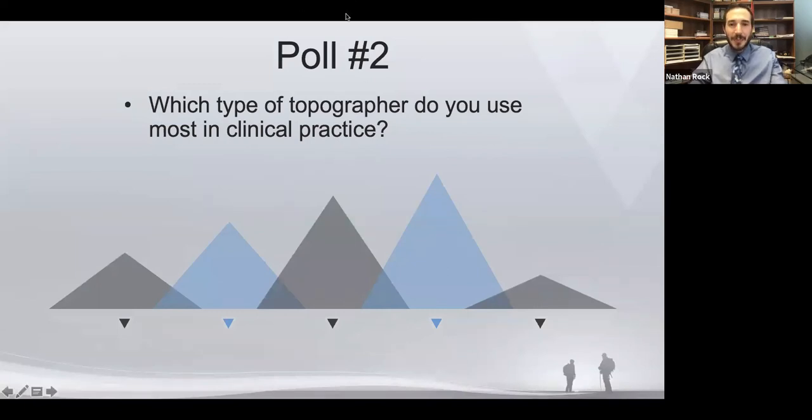So perfect. We already know that a lot of us don't have access to a topographer, which is what I was expecting. But if you do, I'm going to have us vote in poll 2.